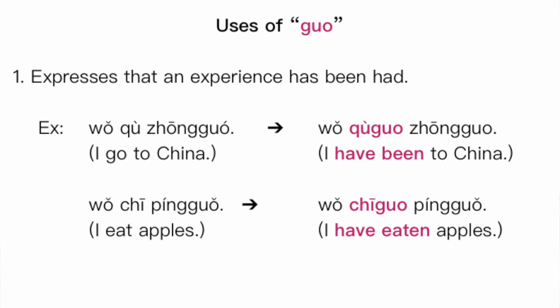Let's take a look at some examples here. So again, guo expresses that an experience has been had. Okay. 我去中国. Once again, I go to China. 我去过中国. I have been to China. I have this experience of having gone to China previously. Right? That's what a guo does. Again, 我吃苹果. I eat apples. 我吃过苹果. I have eaten apples. So again, in English, this comes out in a past participle. I have had some experience in the past.